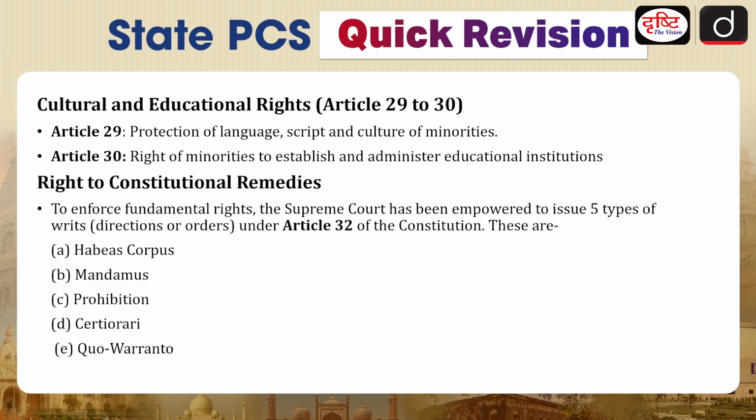Now moving further, right to constitutional remedies. There are certain remedies under Article 32, wherein if your fundamental right is being violated, you can directly approach the Supreme Court, and the Supreme Court accordingly can issue certain writs. These writs are habeas corpus, mandamus, prohibition, certiorari, and quo warranto. I give you this homework: go and read about these writs. Otherwise, if you know, you can mention it in the comment box.